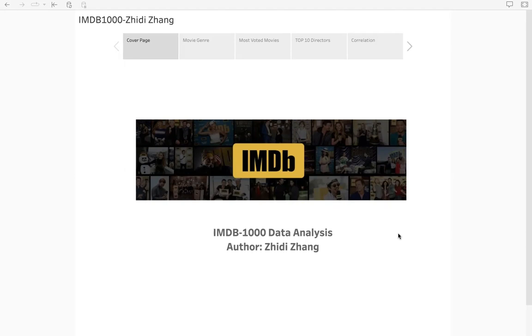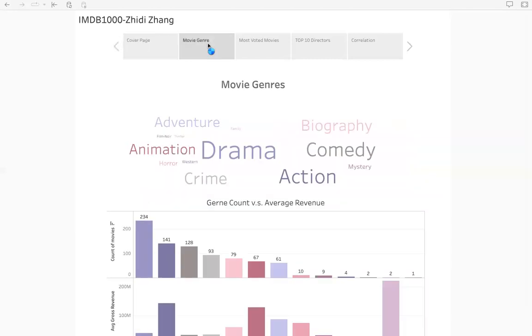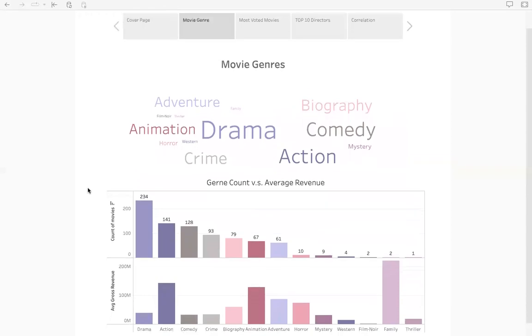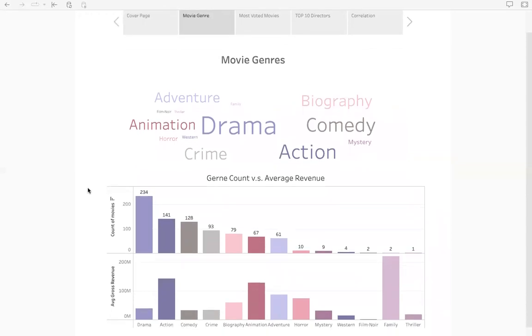Okay, let's start. Overall, this dashboard consists of 4 different parts. Each tab contains some visualization related to one aspect of the data, and I'm going to go through all of them in detail. So the first tab is the analysis of movie genre. One interesting question is: what are the most popular genres for those successful movies?